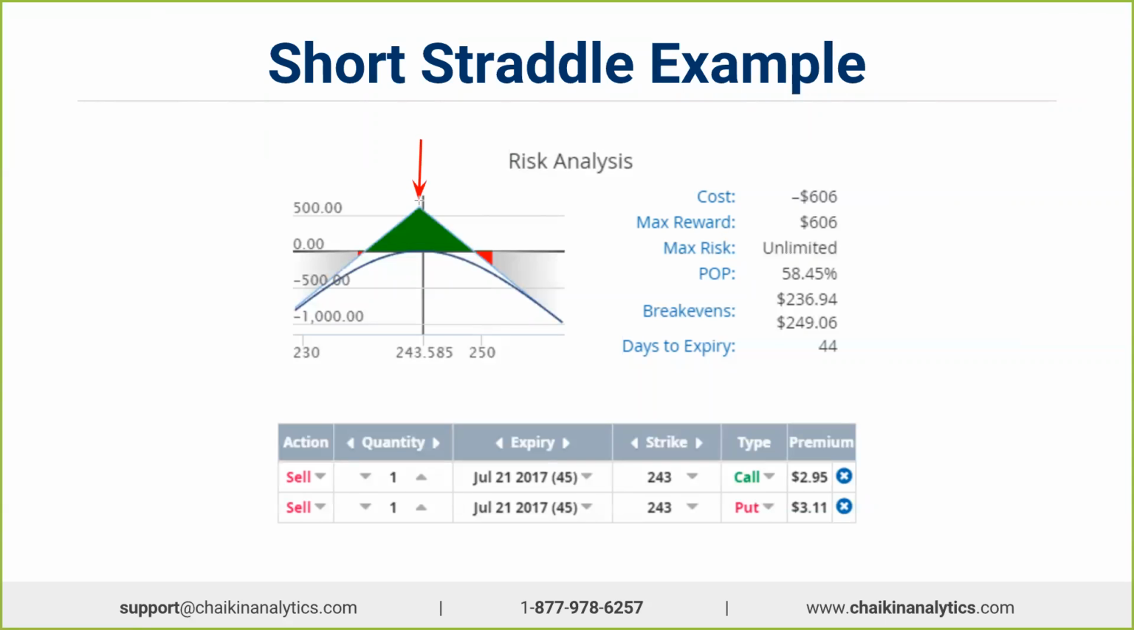So a long straddle is a big direction move. A short straddle is a neutral, range bound, right? We want it to stay in between these break even marks.